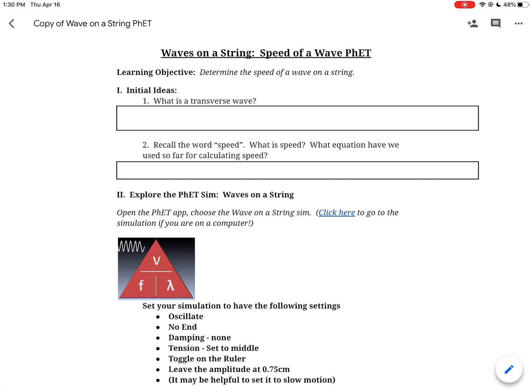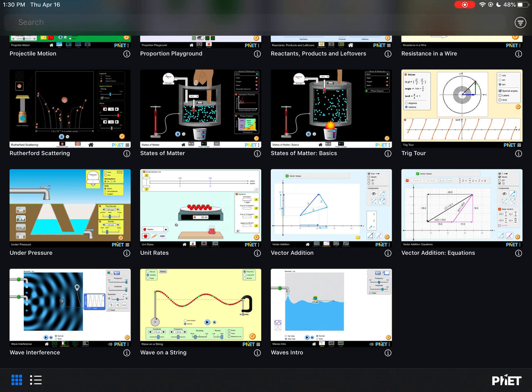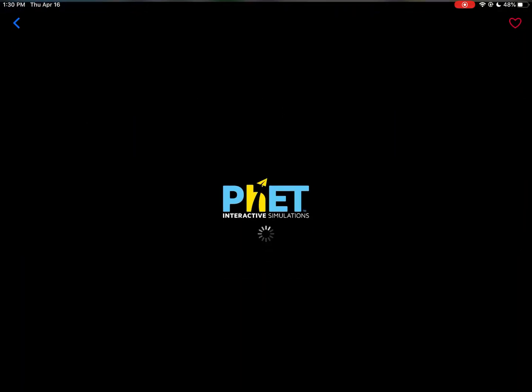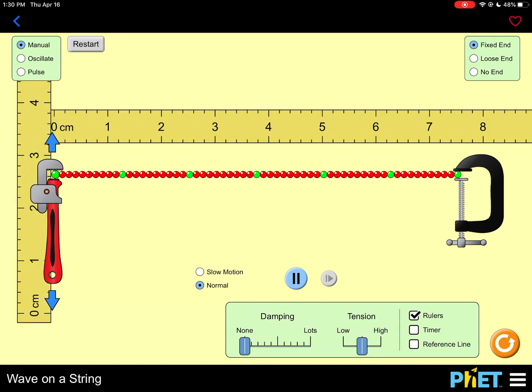So for the sim, you're going to go to the PhET app, just here. You're going to go all the way to the bottom and find the Wave on a String sim. So there it is. You're going to change some settings. Let's first change damping down here all the way down to none. Tension right here, you're going to set to the middle. You want to turn on the ruler because that's how you're going to measure wavelength. Pay attention to the units that the ruler is measuring in. It's measuring in centimeters.